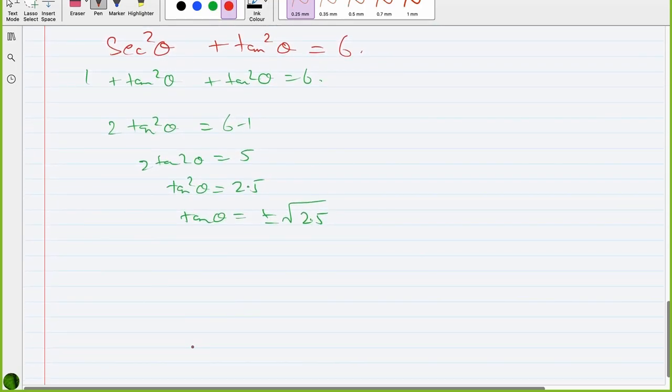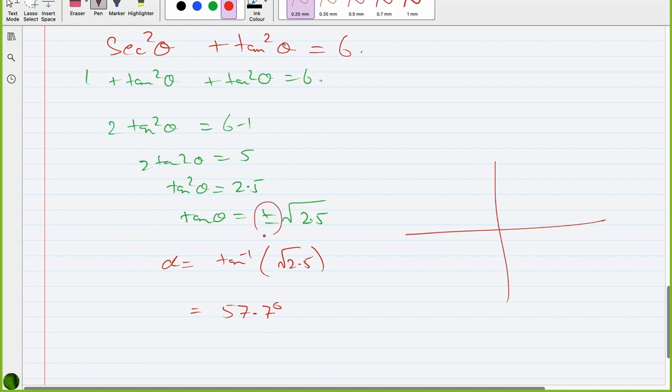Now we find the basic angle. So alpha is equal to tan inverse square root 2.5. We always find the basic angle with the positive values, and we get an answer of 57.7 degrees.